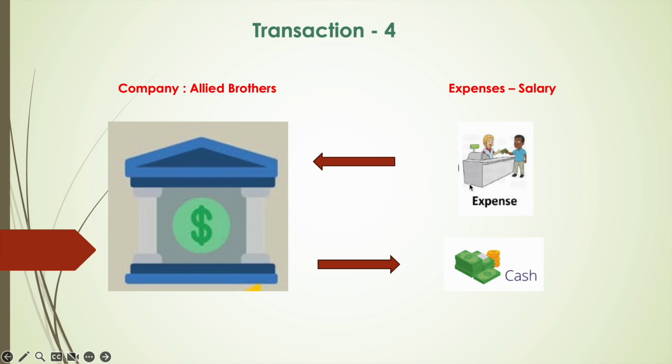Operating expenses are the expenses incurred in the normal course of business operations that are not directly tied to the production of goods. Operating expenses include items such as rent, utilities, salaries, marketing and advertising costs, office supplies, insurance, and depreciation. Expenses are recorded on the income statement and are subtracted from revenue to calculate net income or net loss. Managing expenses effectively is crucial for maintaining profitability and financial stability in a business.